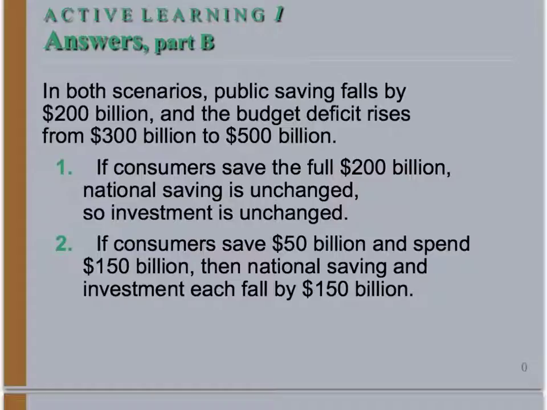So in each of these, public savings falls by $200 billion and the deficit rises to $500 billion. So in the first scenario, if they save the full $200 billion, national savings is unchanged. So investment is unchanged. However, in the second scenario, they save $50 billion and they spend $150 billion. So national savings and investment each fall by $150 billion. Okay, so here the tax cut has no difference.